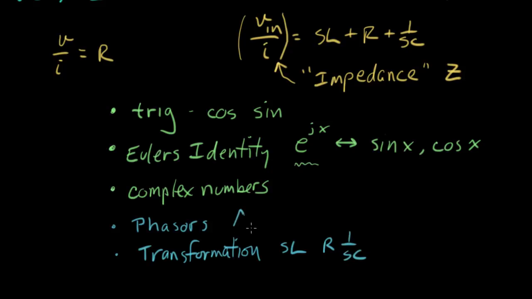Phasors is the idea where we change a cosine into something at a phase angle. And then finally what we get to do is we get to solve. So that's the sequence of events. That's what's coming up over the next couple of videos. It's a really powerful technique for handling some very complicated circuits and getting them to do what we want.